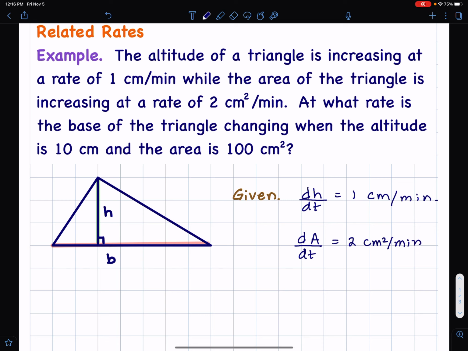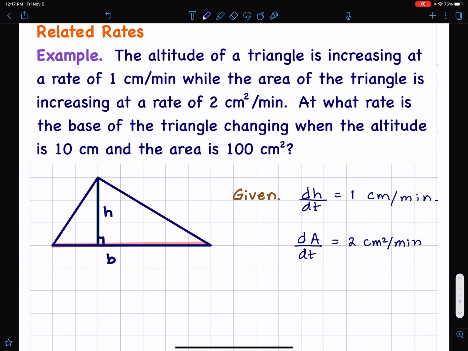And because they're both increasing, when I write down these derivatives, I write positive numbers. dh/dt is positive 1 because it's increasing at 1 centimeter per minute. dA/dt is positive 2 because the area is increasing at 2 centimeters squared per minute. So if they were decreasing, we would put negative.